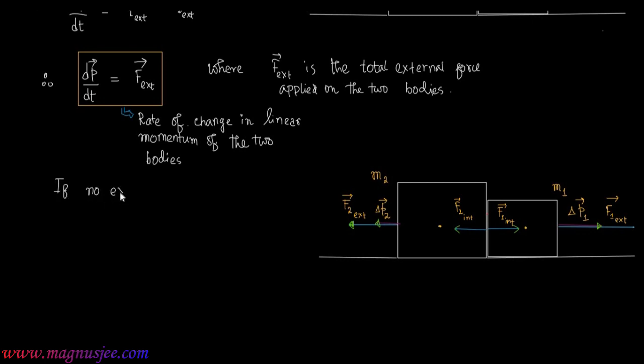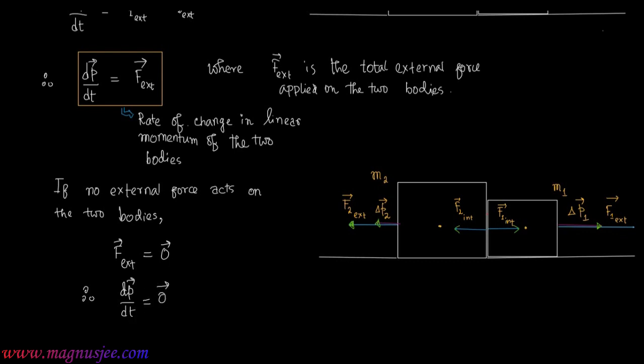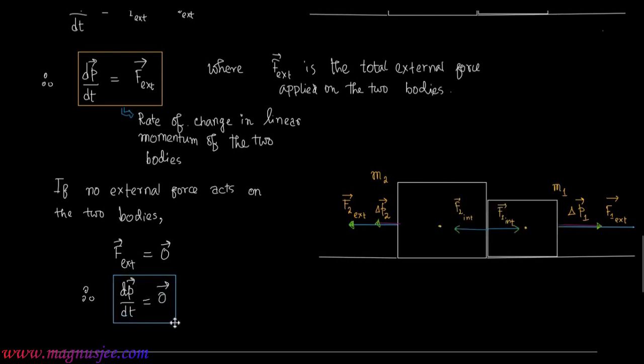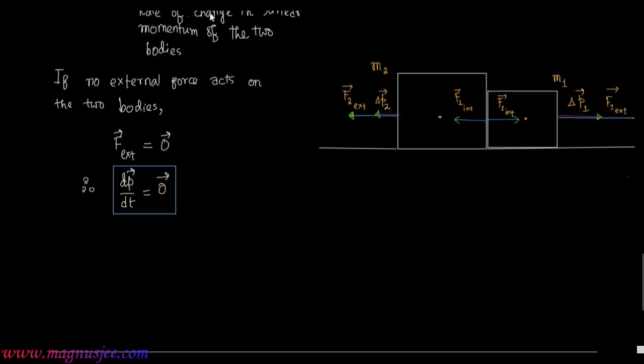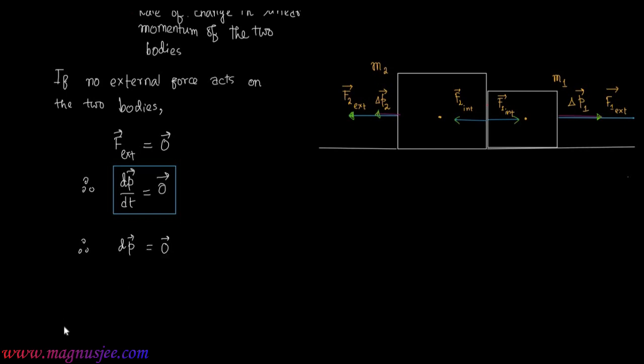If no external force acts on the two bodies of masses m1 and m2, then vector f ext will be equal to null vector, that is 0 vector. Therefore d vector p by dt is equal to null vector or 0 vector. Therefore d vector p will be equal to null vector or 0 vector.